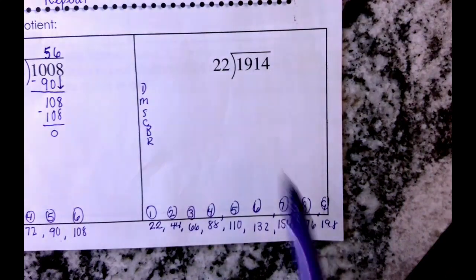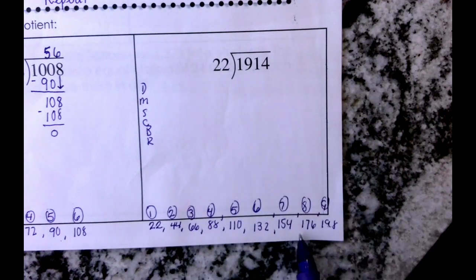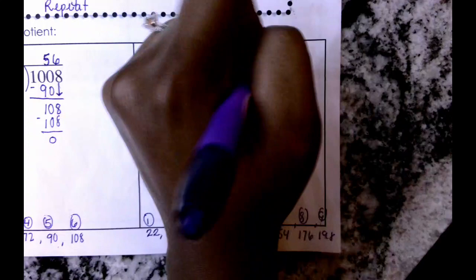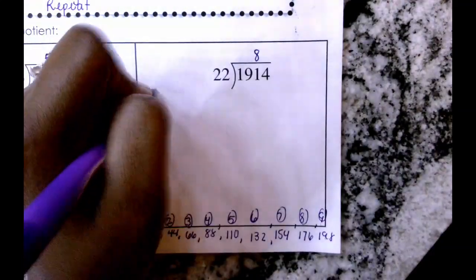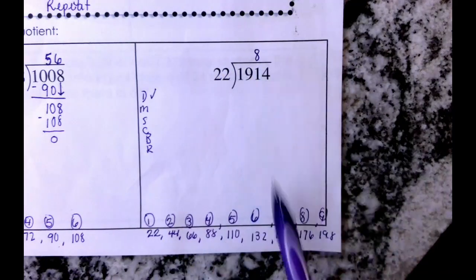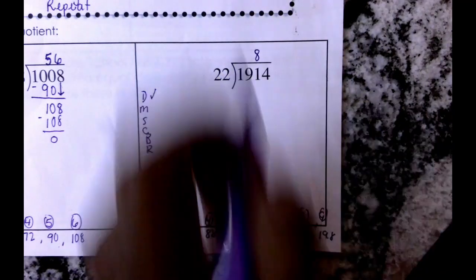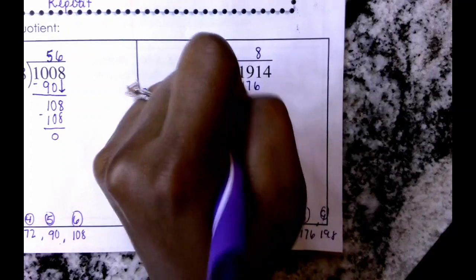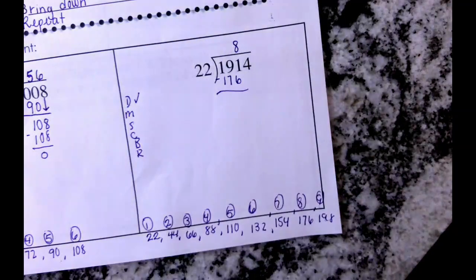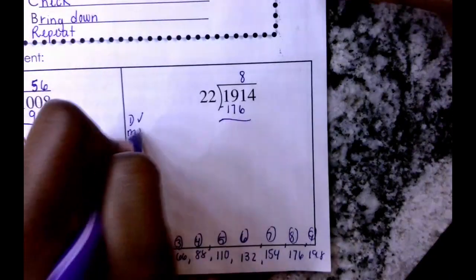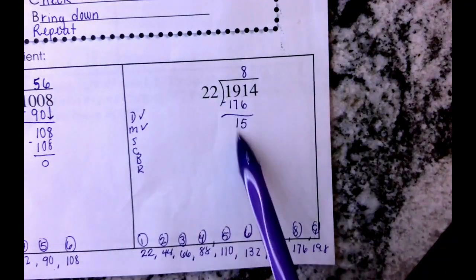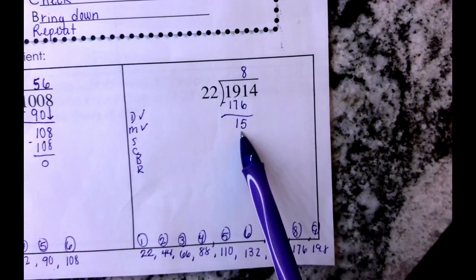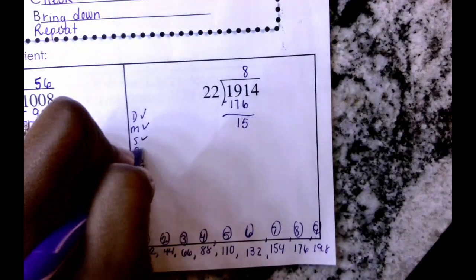Okay, so now how many 22s can you get out of 191? I know it's 8. So I'm going to put an 8 up here above the 1 in 191. And I'm going to multiply. What is 22 times 8? It's easy to refer back to my list down here and say 176. Alright, now we're going to subtract 191 minus 176. And we get 15. We're going to take a second to make sure that what's left over is less than 22, and it is. So we subtracted and we checked it.